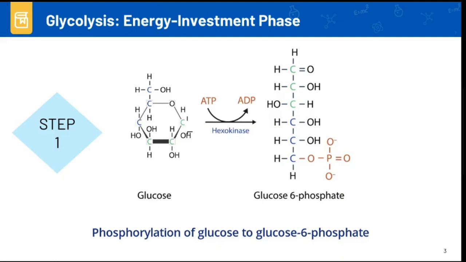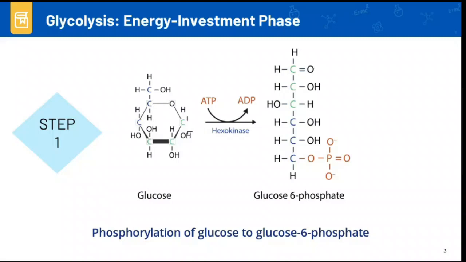So, one phosphate group is used in this process. Thus, ATP will become ADP or your adenosine diphosphate. So, the addition of your phosphate molecule to glucose is called your phosphorylation. Now, this process is catalyzed by the enzyme called hexokinase.